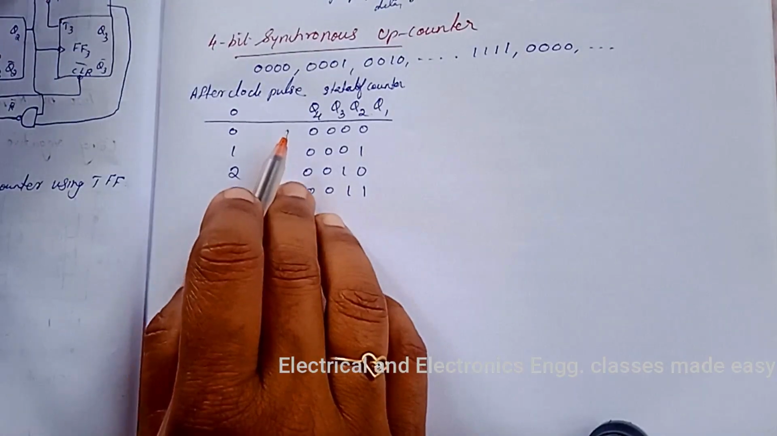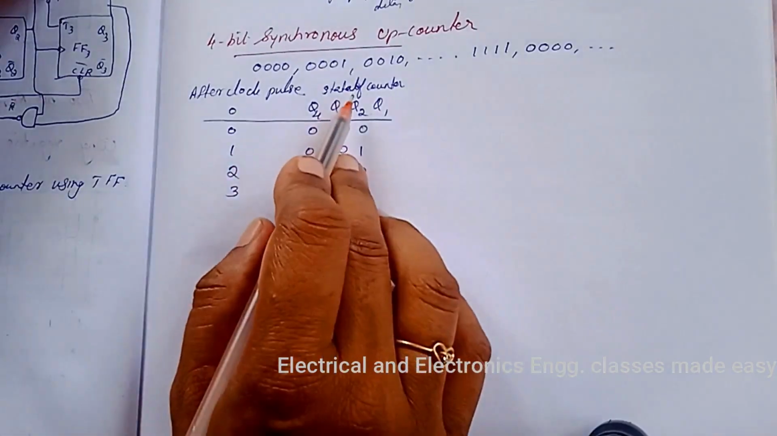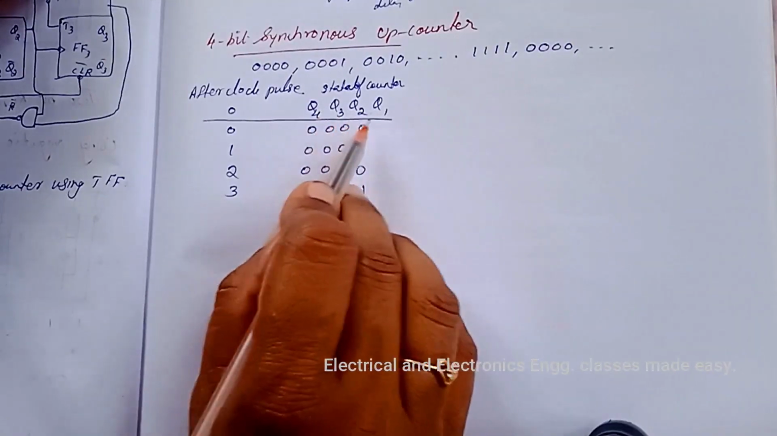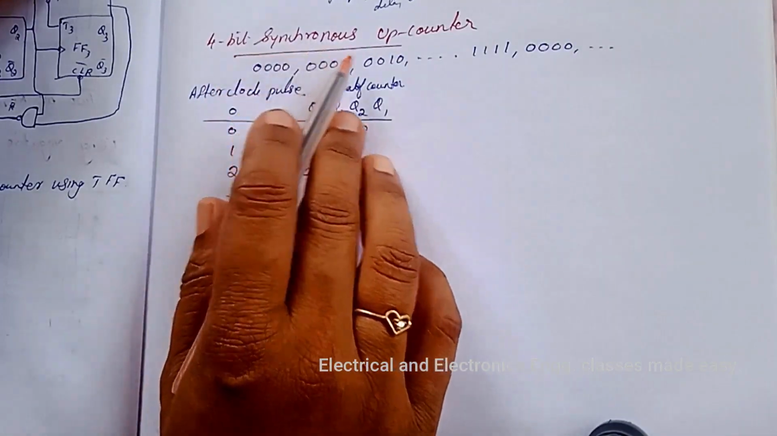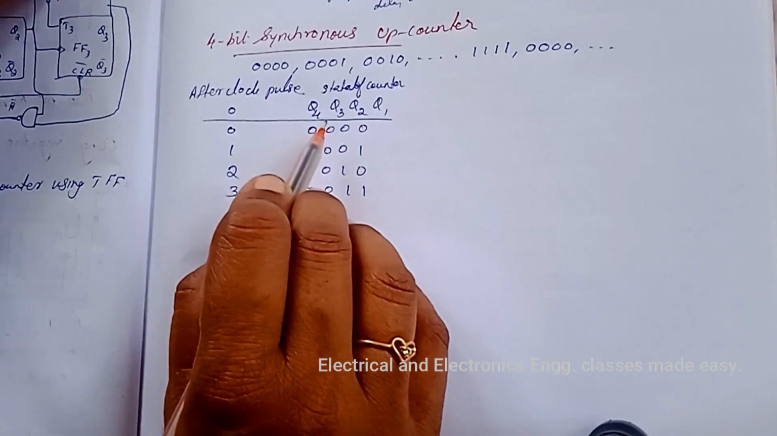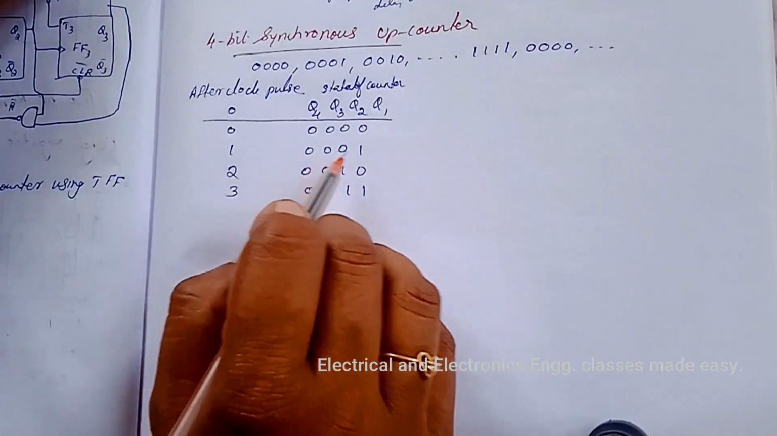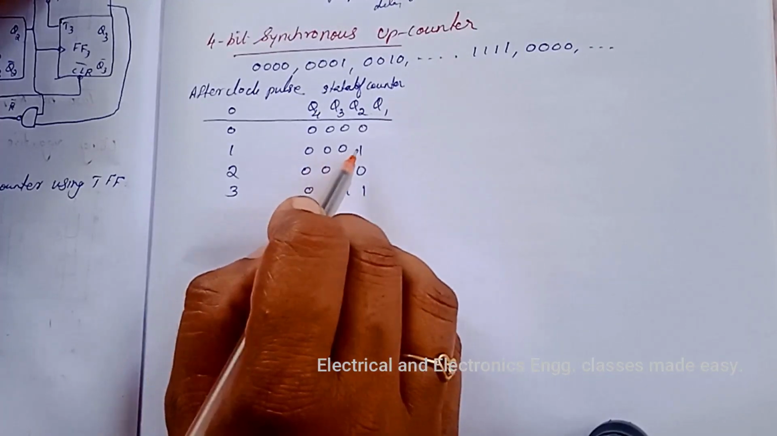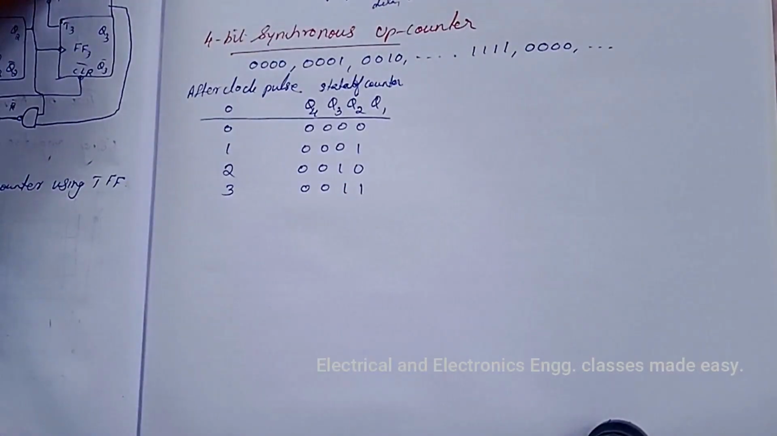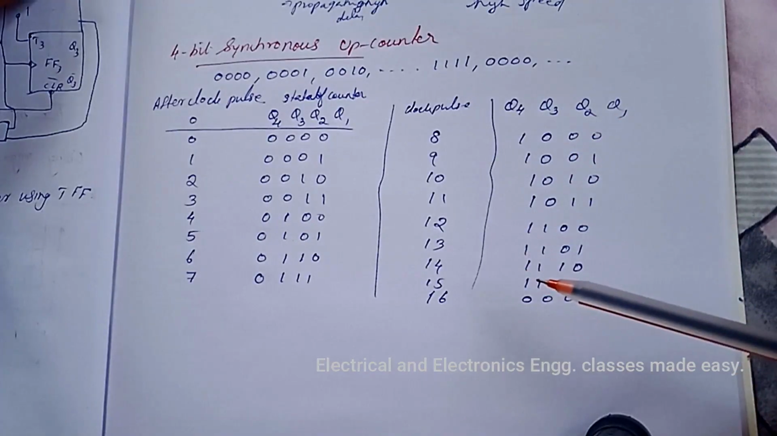We can write the counting sequence like this, that is, after the clock pulse, the state of the counter, that is Q4, Q3, Q2 and Q1. Since there are 4 flip-flops to count in the 4-bit up counter, this is the first state, that is, all the flip-flops are in reset mode, 0000. After the first clock pulse it will be 0001. After the second clock pulse, 0010, like that. So this is the counting sequence for this 4-bit synchronous up counter.